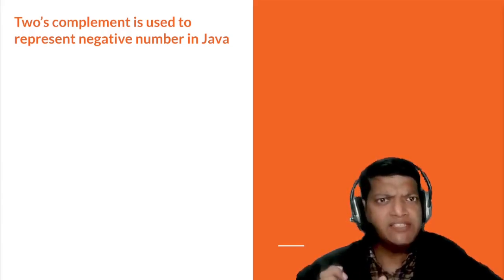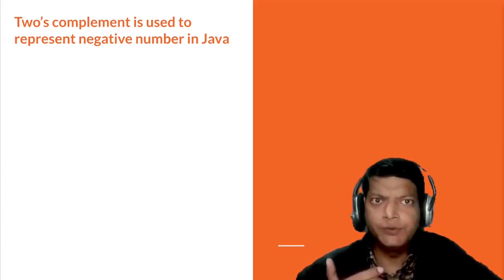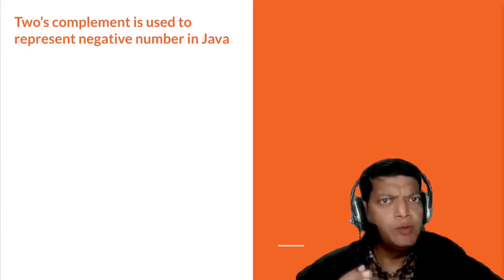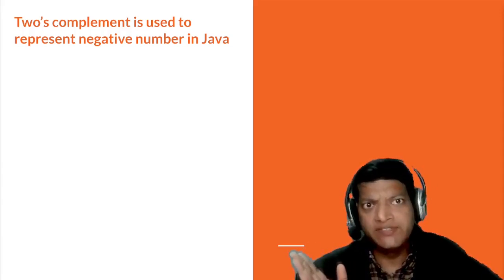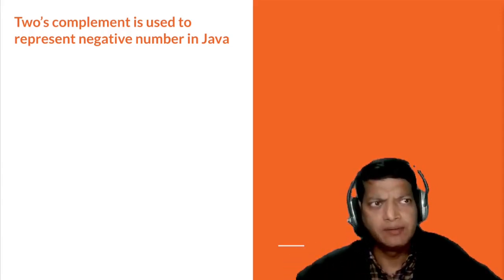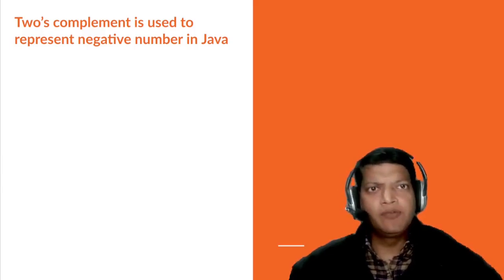Now note that the size is fixed. In case of integer, it is 32-bit. If after adding 1 you are getting a carryover, that is the 33-bit, we simply ignore it. Now let us see this with the help of an example.